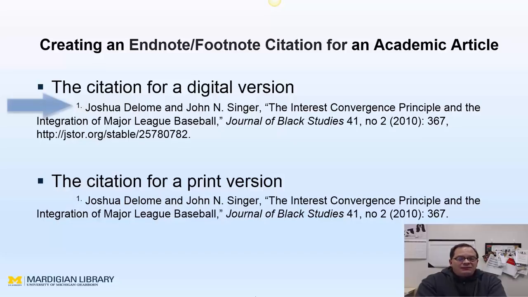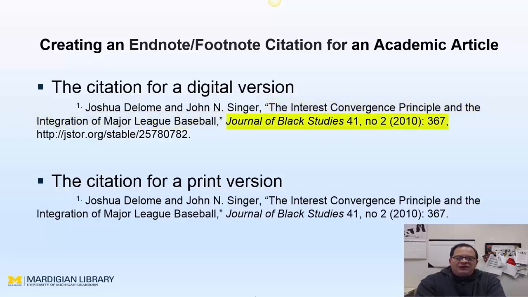Then we will indent, list the number, which in this case again is number 1, and then list the authors or author. In this case, it is authors, Joshua DeLome and John N. Singer. And if it was just one author, we would just have the comma after Joshua DeLome, and then go into the title of the article and put quotation marks around the article. In this case, it is "The Interest Convergence Principle and the Integration of Major League Baseball." And then put a comma before the end quote.